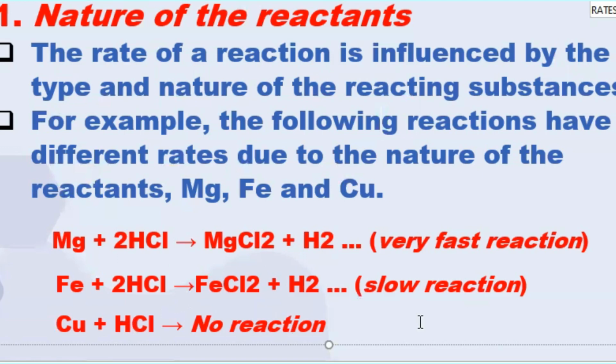But the reaction between copper and hydrogen chloride gives what? No reaction. There is no formation of product because copper is less active than hydrogen. Therefore, magnesium is more active than iron, and iron is more active than copper.